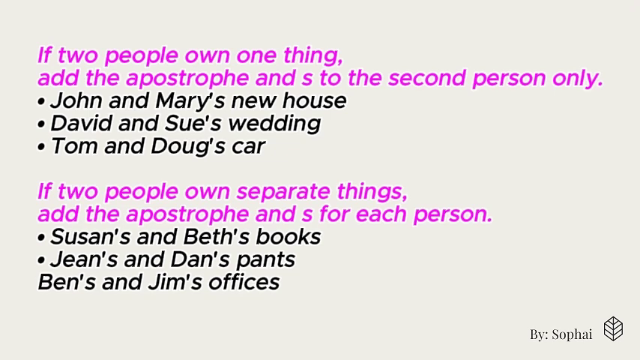If two people own one thing, add the apostrophe and s to the second person only. John and Mary's new house. David and Sue's wedding. Tom and Doug's car. If two people own separate things, add the apostrophe and s for each person. Susan's and Beth's books. John's and Don's pants. Ben's and Jim's offices.